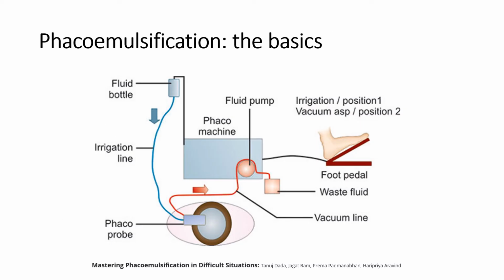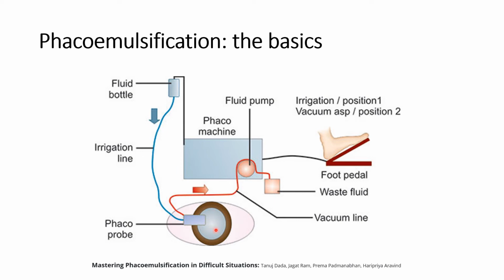Now coming to the basics of phacoemulsification, what does it consist of? Phacoemulsification is basically a machine which provides you irrigation. It provides a pump which can pull fluid out into the dustbin, and this fluid exchange happens at the tip of the phaco probe. The fluid circulates inside the anterior chamber, and this helps in flushing out the contents which need to be removed from the eye.